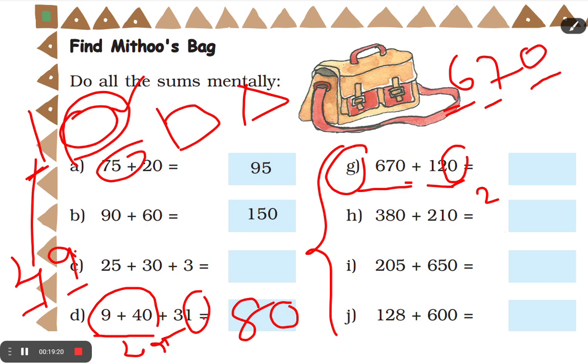Now first add the ones digits. Ones digits are 0 and 0. So 0 and 0 is 0. Write that in the ones place. Now go to the tens place digits. Tens place digits are 7 and 2. So 2 and 7 is 9. Finished. Now come to the hundreds place digits. Hundreds place digits are 1 and 6. So 6 and 1 is 7. That's all. 790. Is it okay?